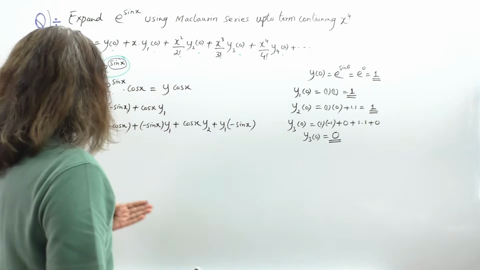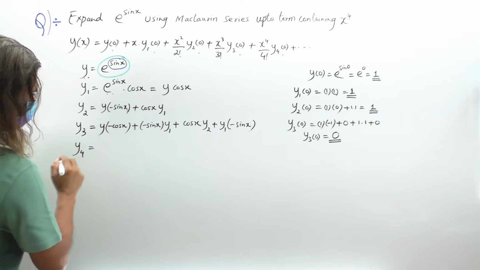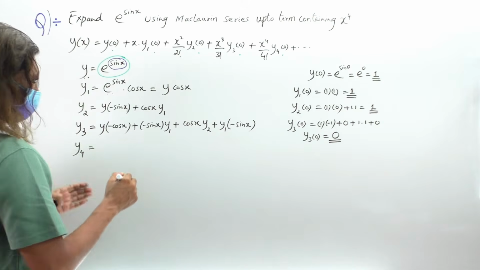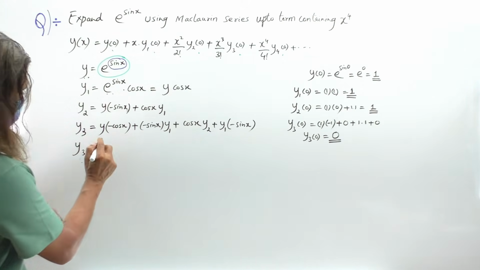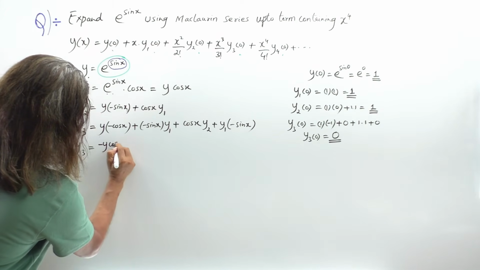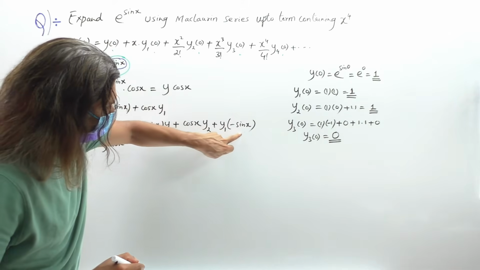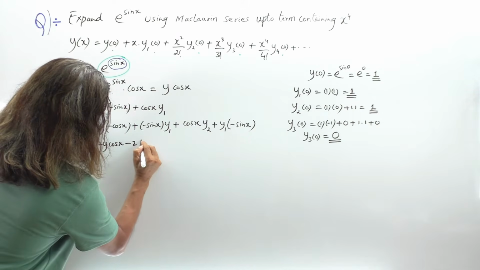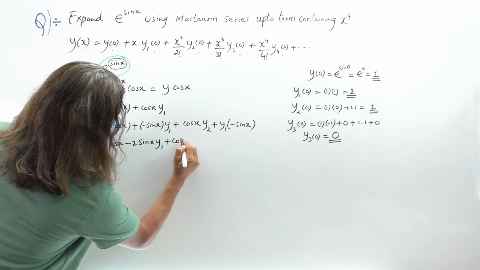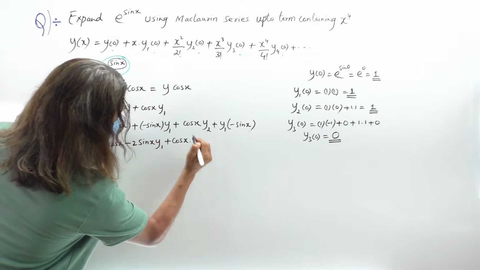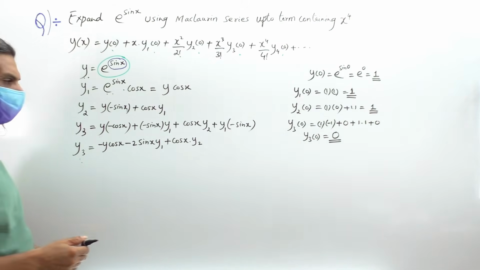Now last we need to find y4. So y4 will be equal to, again, let's rewrite this y3 because something can be combined together here. See, this will be minus y into cos x. Let's make it simpler. Minus sin x y1 and minus sin x y1 will become minus 2 sin x y1 plus cos x into y2. Okay, now let's easily differentiate this.